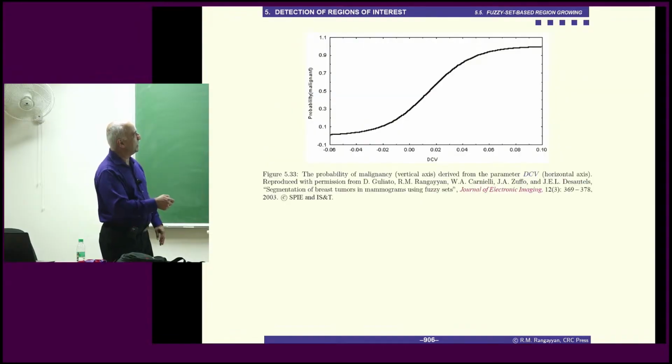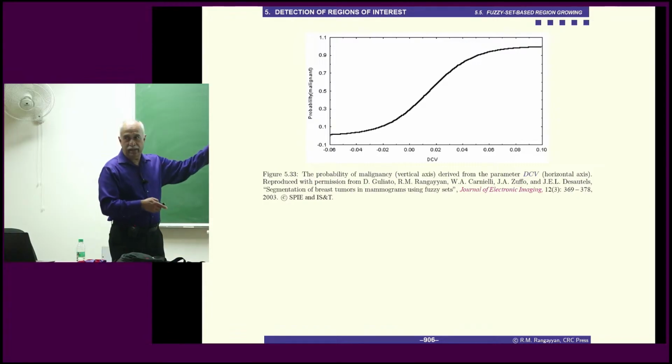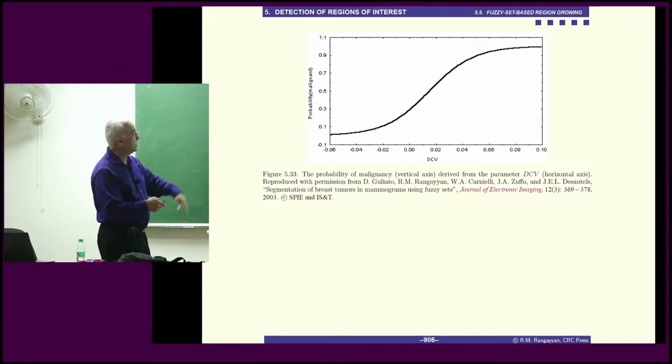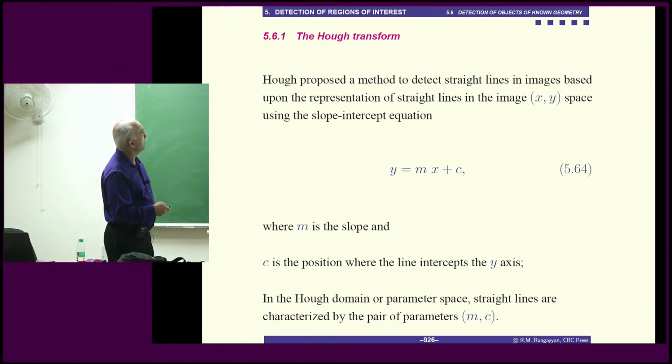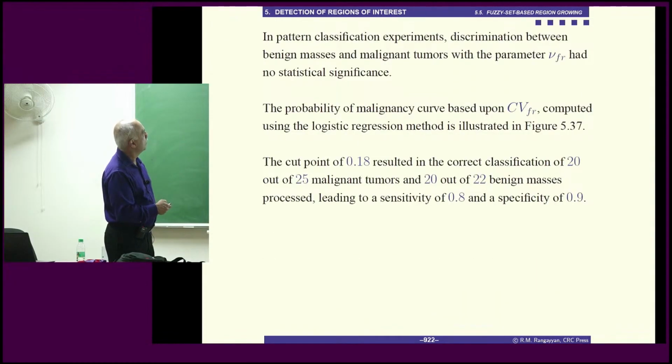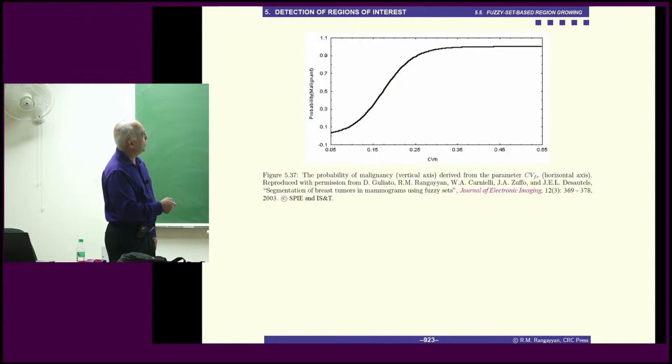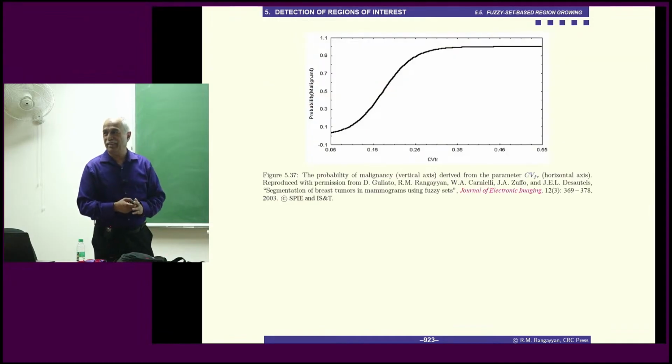This has a slower transition. So this feature, DCV, is not very good. And the accuracy was not as good as this current one. This is better. But if you can design one that goes like a step function, that is even better. Okay?